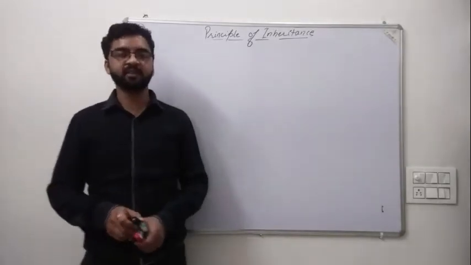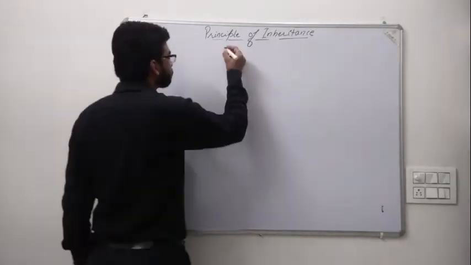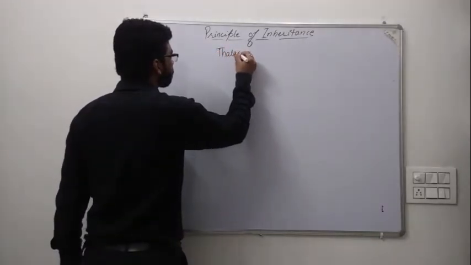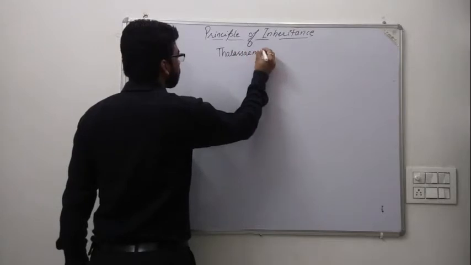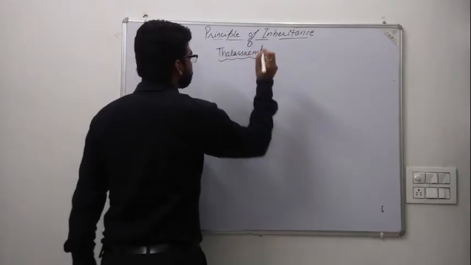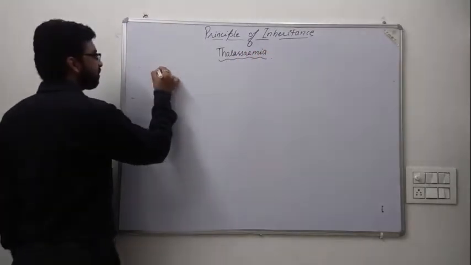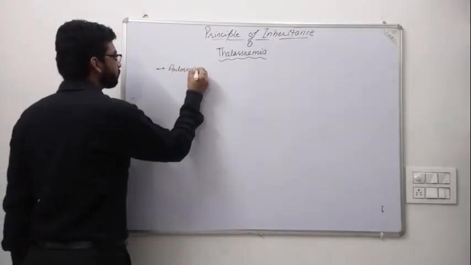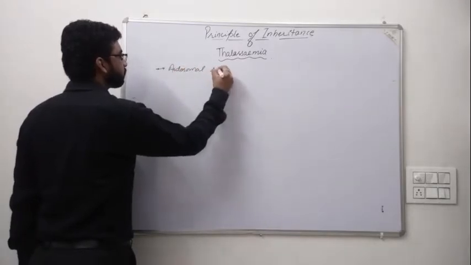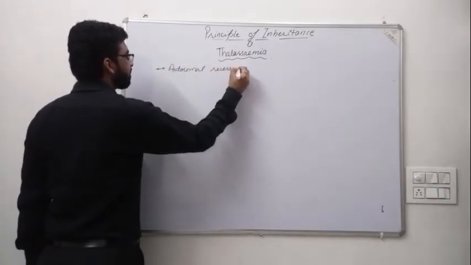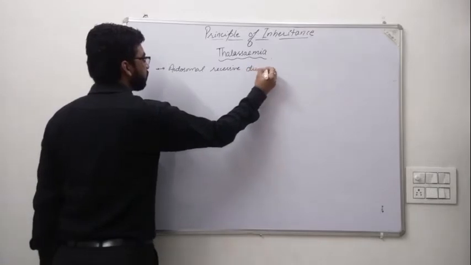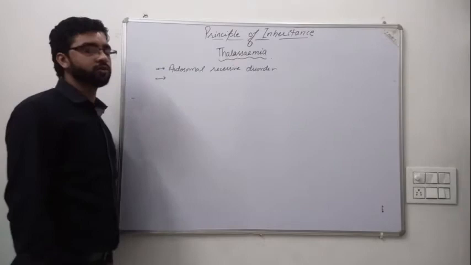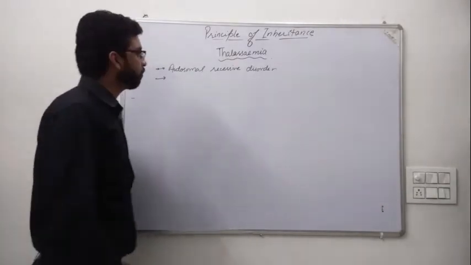Hello students, in this section we will talk about thalassemia. Thalassemia is an autosomal recessive disorder. It is also due to the affection of the hemoglobin molecule.